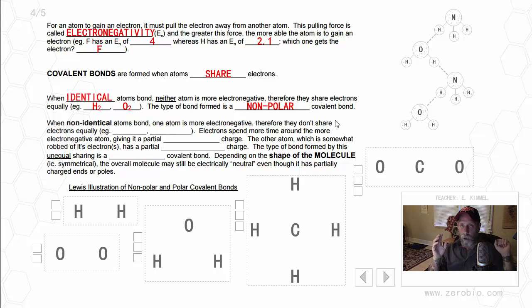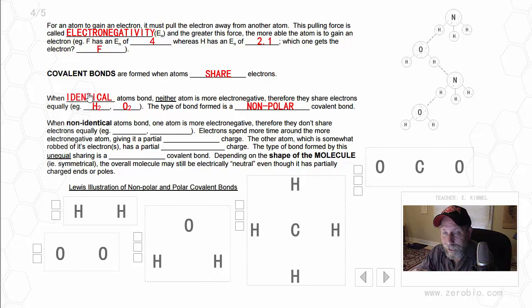One is not stronger than the other. We don't have a strong one and a weak one. They are equal, so there is no difference. This is called non-polar. Now, let me go on and do the next paragraph, and I will explain this better to you with these illustrations.